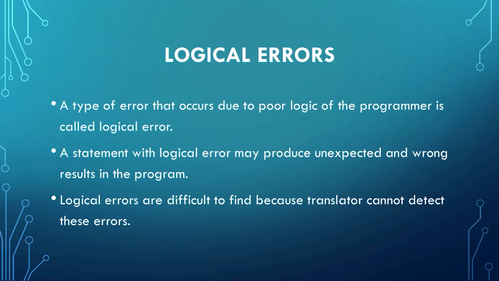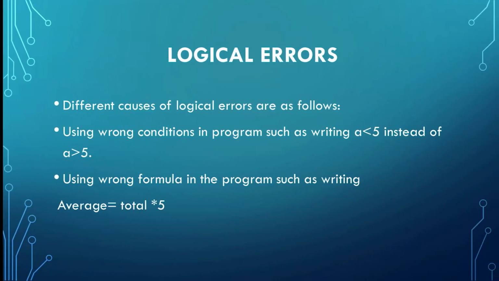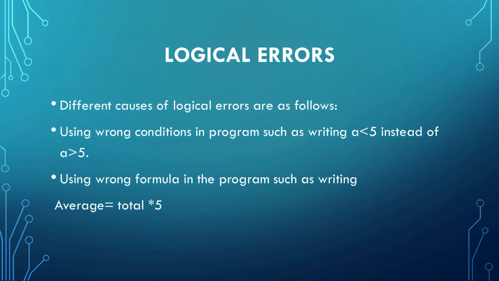The logical errors can only be detected by examining the program thoroughly. There are different causes of logical errors. I may write a is less than 5 instead of a is greater than 5, which means I was going to write a is greater than 5 and I accidentally or mistakenly wrote a is less than 5. So my result would be wrong. My compiler cannot detect this type of error.